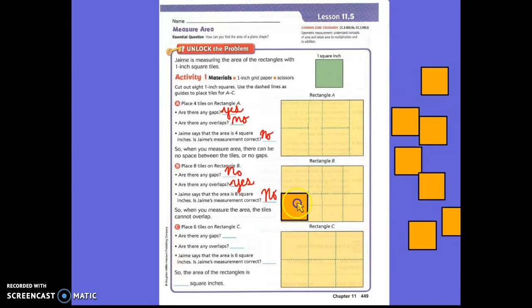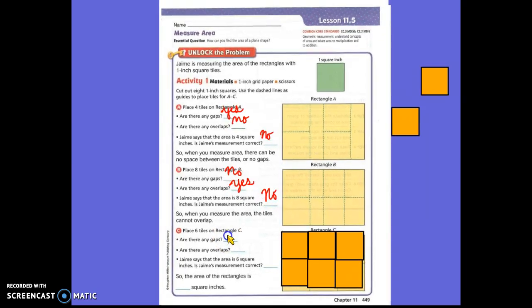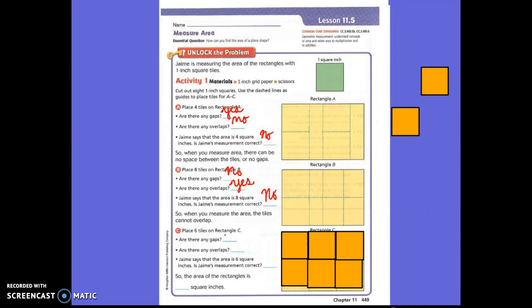It says put 6 tiles. Now, place 6 tiles on rectangle C. Okay, are there any gaps? No. Are there any overlaps? No. Make sure you're writing this down. Jamie says the area is 6 square inches. Is Jamie's measurement correct now? Yes.